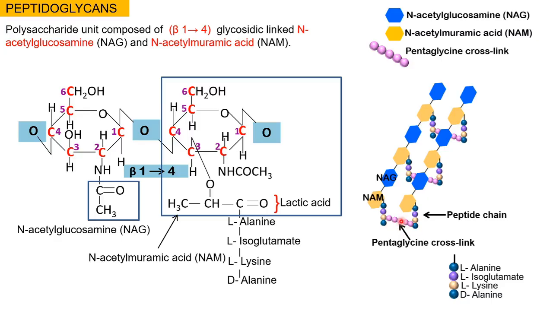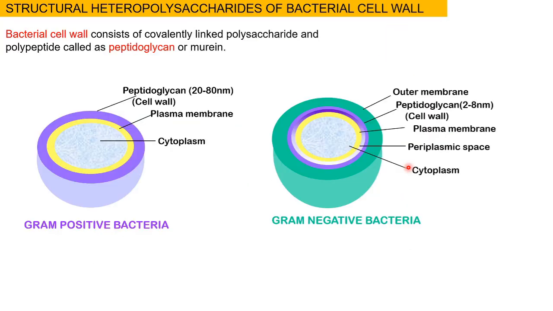So how does this glycine attach? The third amino acid, L-lysine, of the first chain is attached with the fourth amino acid, D-alanine, of the second chain. So they form a 3D cross link together, and they form the layer of peptidoglycan in the bacterial cell wall. So this is the structure of the bacterial cell wall. This is gram positive bacteria and this is gram negative bacteria. They both have different peptidoglycan layers.